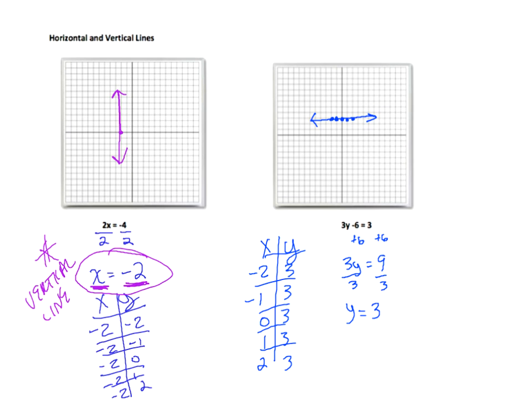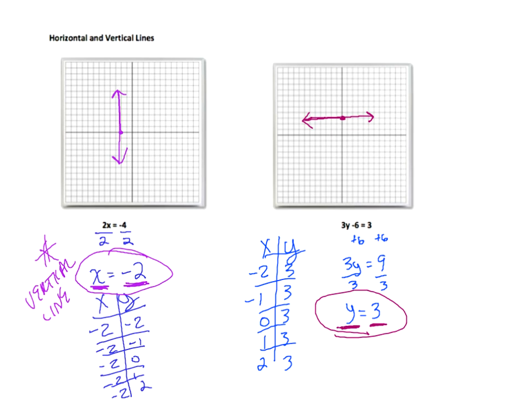Let me clear that off. This says it goes through the y-axis at 3. Well, on the y-axis at 3, there's your point. If it's going to go through it, it's got to go left to right. Horizontal line, 0 slope.